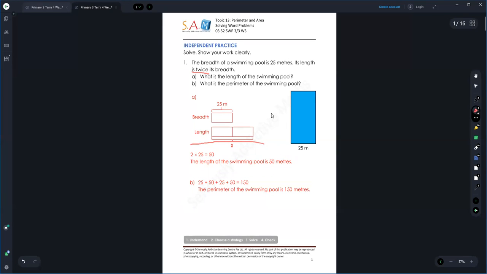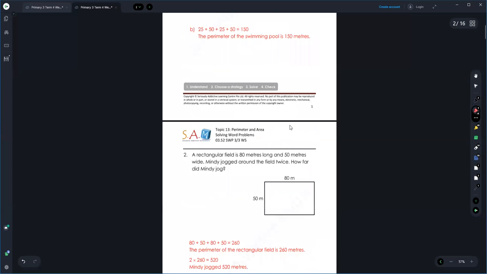And then once you find what the length is, okay, you'll be able to find out what the perimeter is, right? Sometimes it helps to write it out just like that. Okay, so work through this question with them.